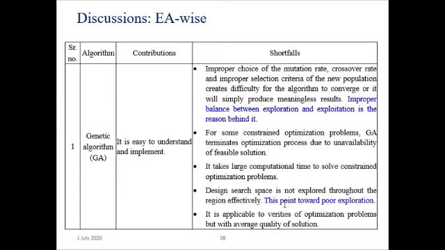Second thing is that for some constraint problems, GA fails. It terminates with the declaration that there is no feasible solution available. Further, it takes a large computational time to solve constrained optimization problems. Design space search is not explored throughout the region effectively. This is because of poor exploration. Further, it cannot deal with the varieties of optimization problems.